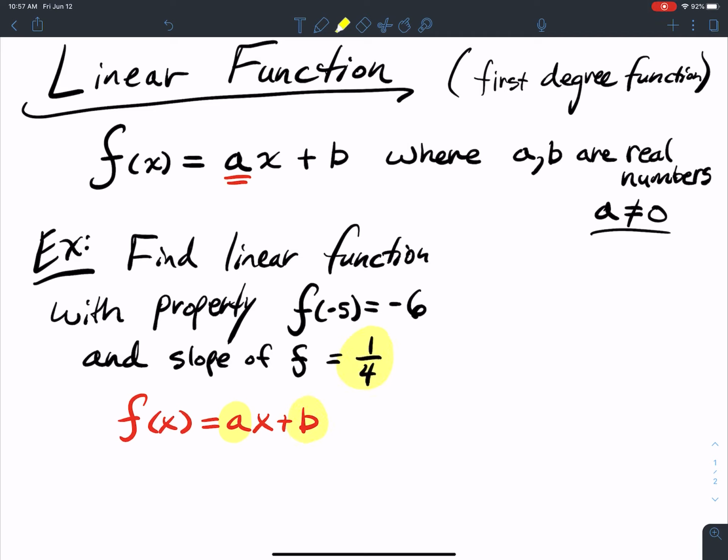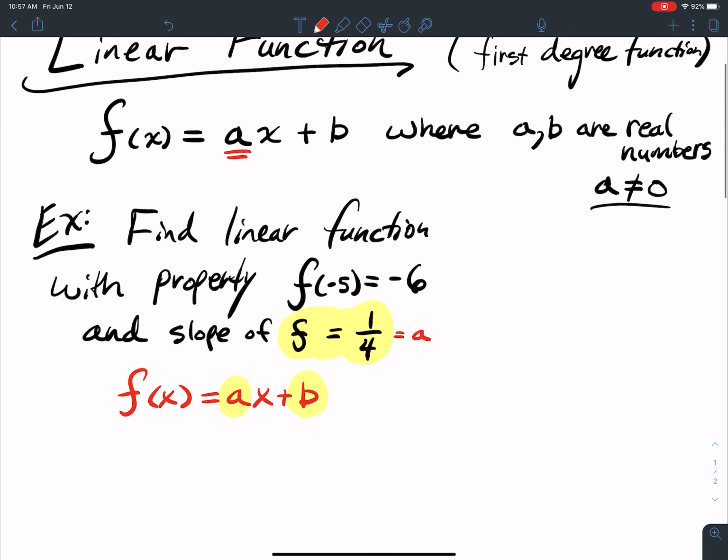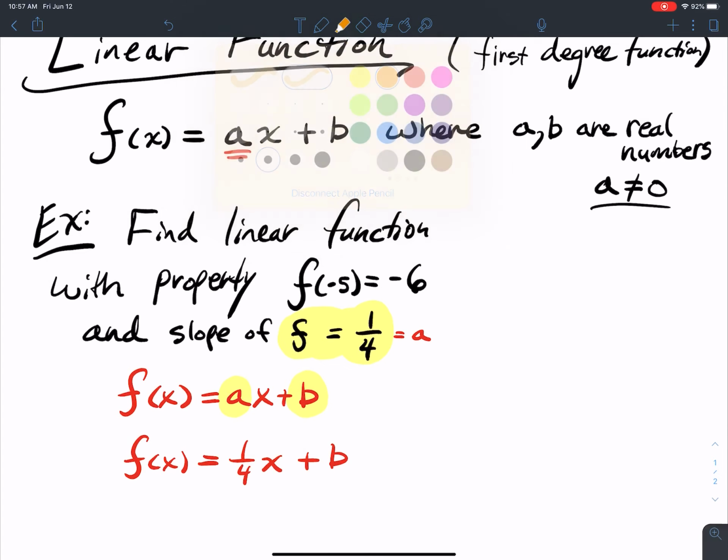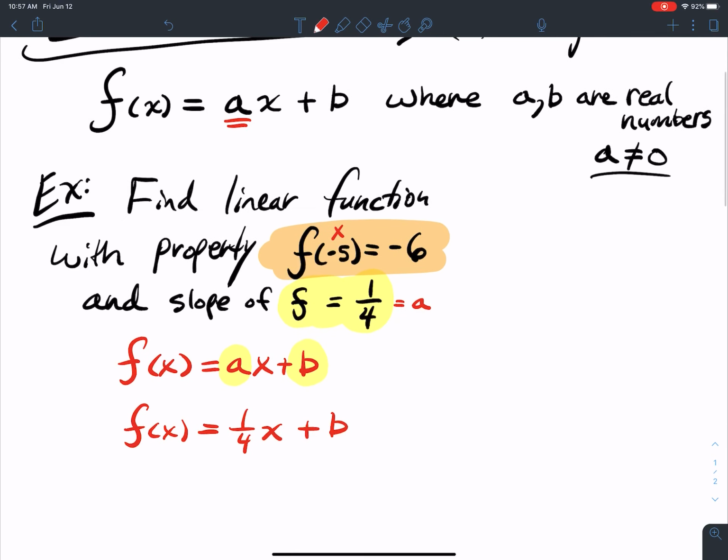Right off the bat, I know that my slope is 1/4, so that is a. So f of x equals 1/4 x plus b. There's only one other bit of information that I was given that I haven't used yet to get b. How do I use it? This tells me that everywhere I see an x, I put a -5, and f of -5 equals -6.